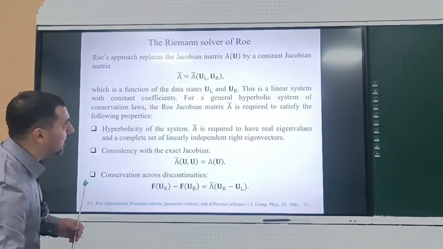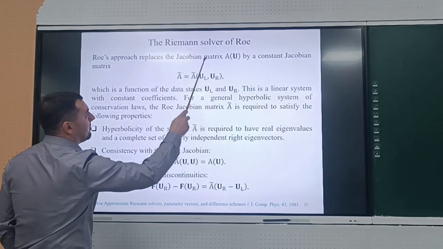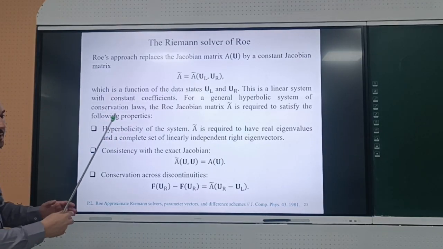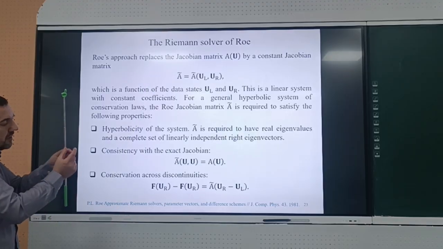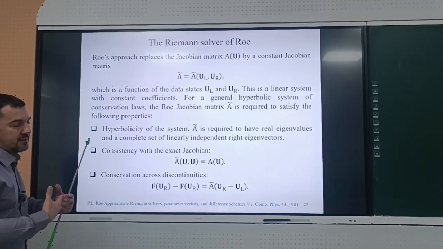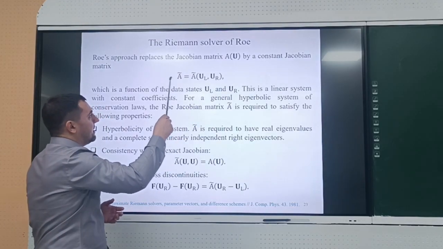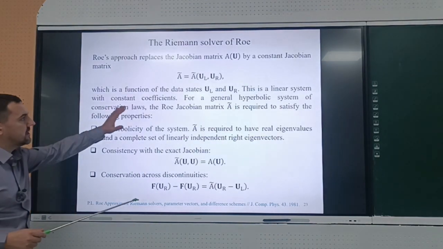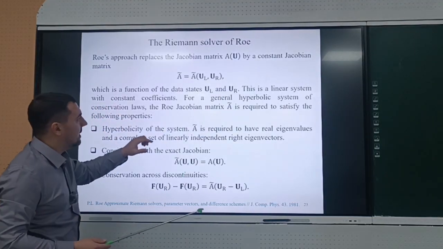The idea of Roe is as follows. Let's replace the Jacobian matrix A(U), actually a nonlinear matrix, by a constant Jacobian matrix. Let's substitute it not as a constant everywhere for all time instances, but locally. If we need to compute locally the numerical flux at this point between two computational cells, let's do the linearization. Let's substitute this matrix A(U) using A tilde of the left and right states, which is a function of the data states UL and UR. This is a linear system with constant coefficients locally.